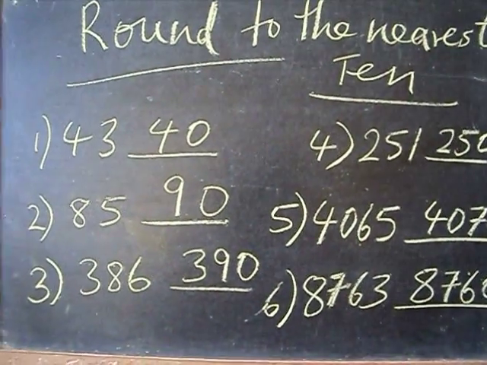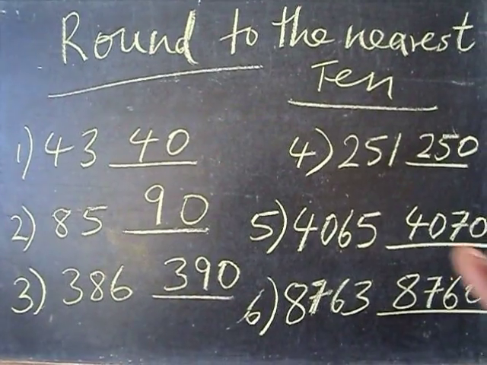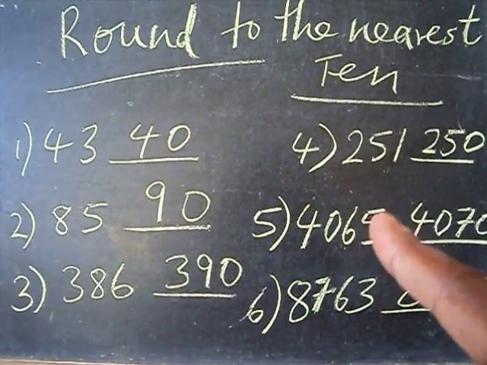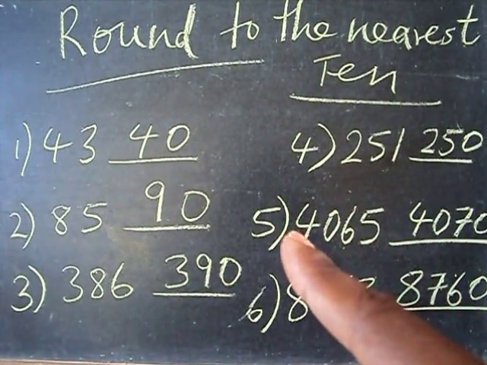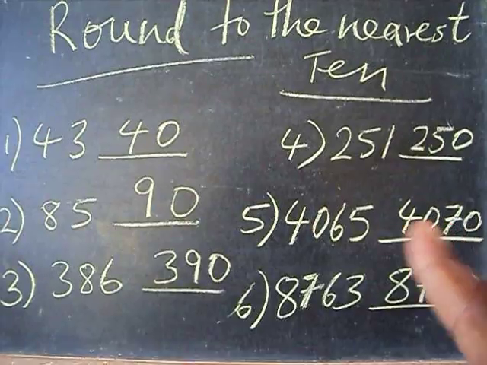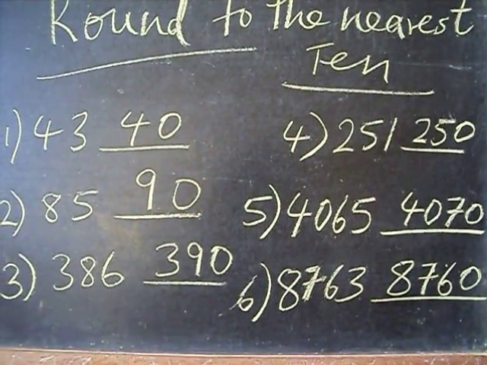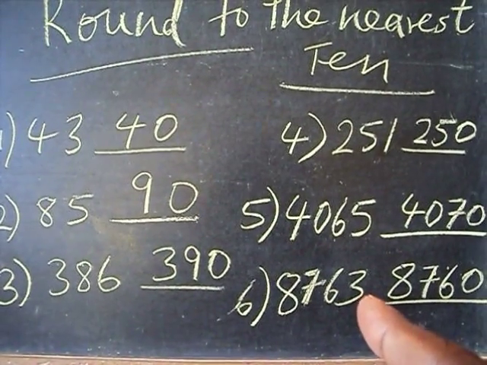In looking at 4065, in the ones column, the 5 is 5 or greater than 5. You add 1 to the 6, it becomes 4070. In looking at the last one here, the 3 is in the ones column, it is less than 5.